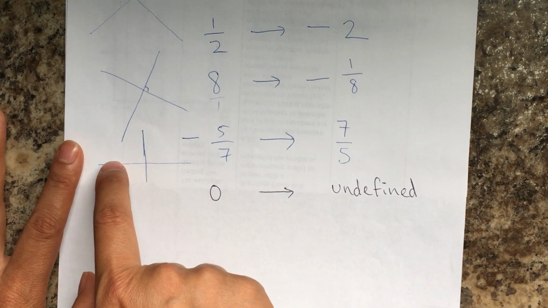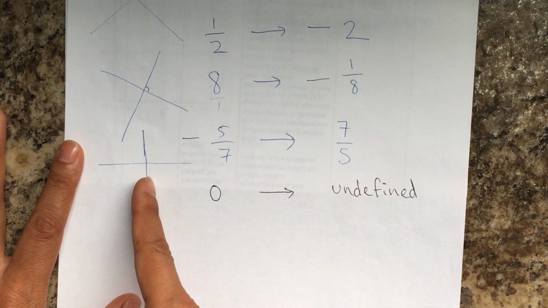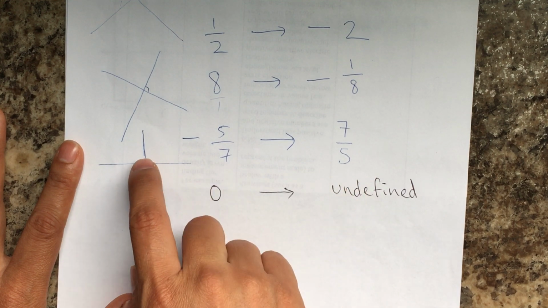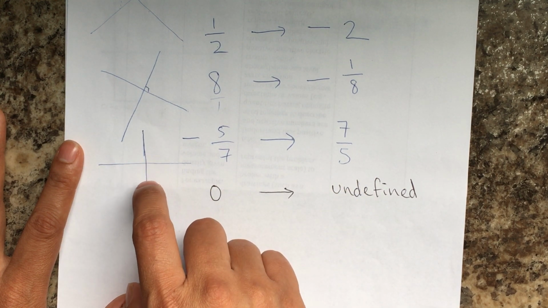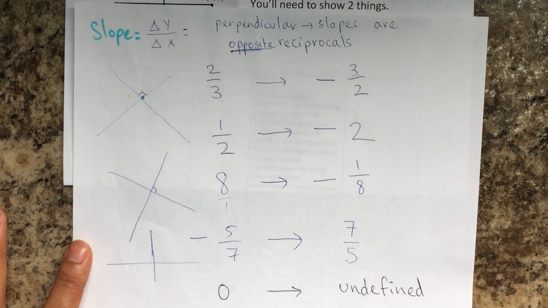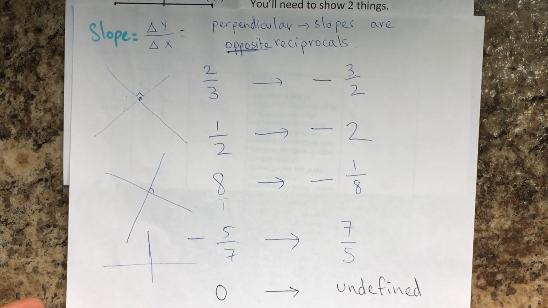Before, we learned that the zero slope line is horizontal, and undefined is vertical. So they are opposite of each other, and therefore they're going to be perpendicular. Okay, perpendicular. So take a minute to write that down. I will now pause the video and go ahead and copy it.